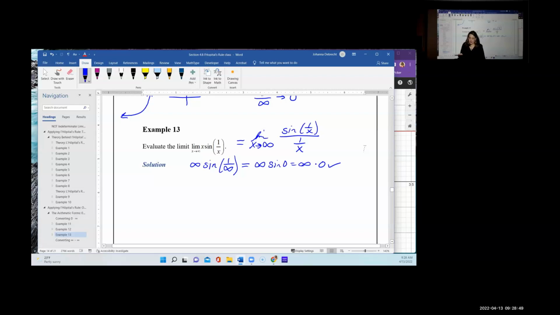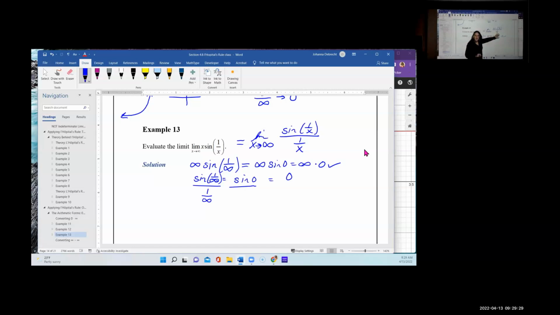Now I need to evaluate again. So I need to think about what this does. I know what sine of 1 over X is going to do. That's going to go to 0. So it looks to me like I have 0 on top. I have sine of 1 over infinity, which is sine of 0. Maybe I should create a little more space. I've got room. So I've got 0 on top still. In the denominator, I'm going to have 1 over infinity.